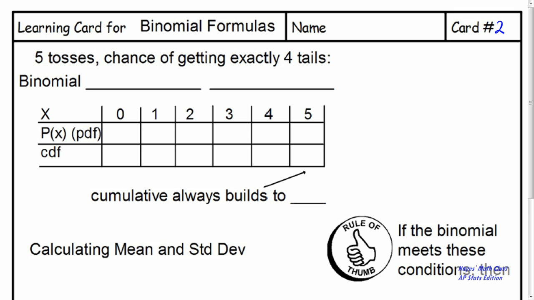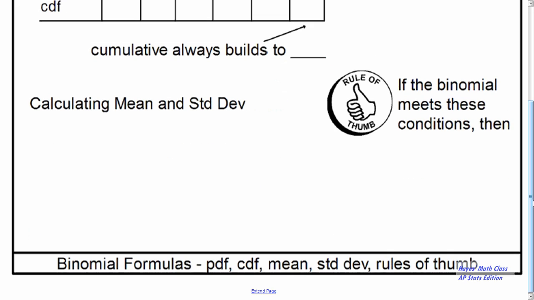All right, we're going to do learning card 2.2. So we're going to talk about the binomial formula. We're going to get a little bit more into the nitty gritty here, and we're actually going to use it to set up what we're going to be doing later in the class. So binomial formulas, PDF, CDF, mean, standard deviation, rules of thumb, etc.